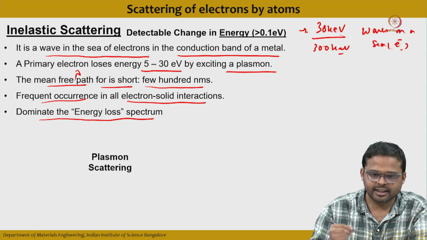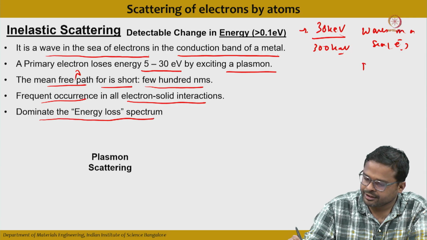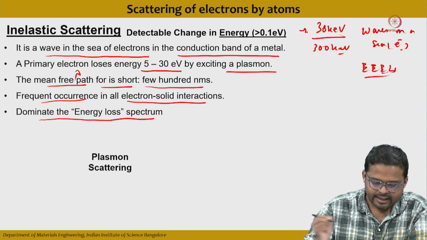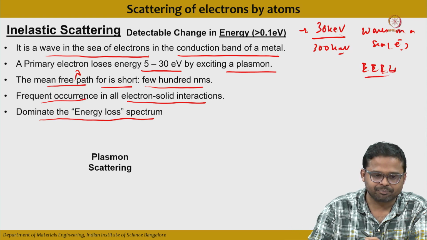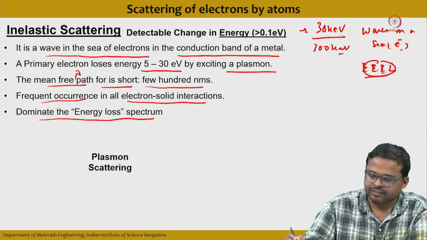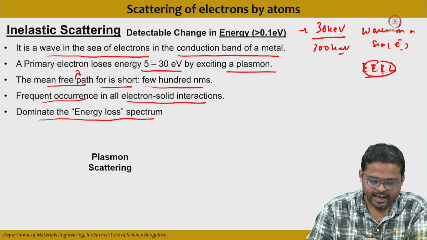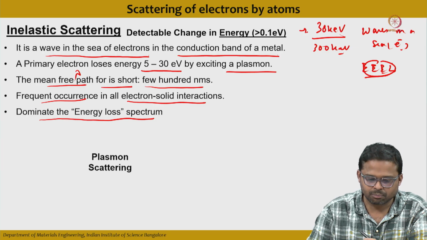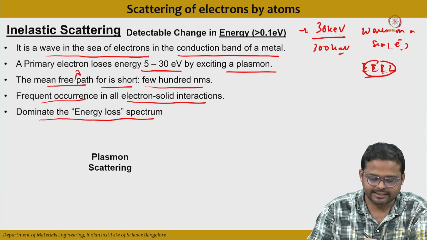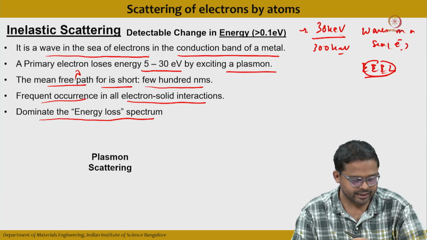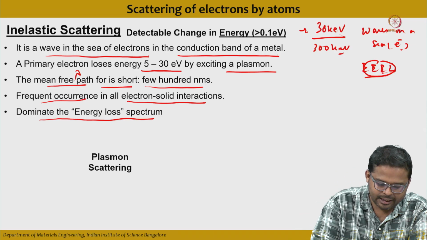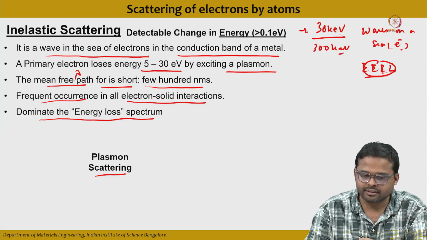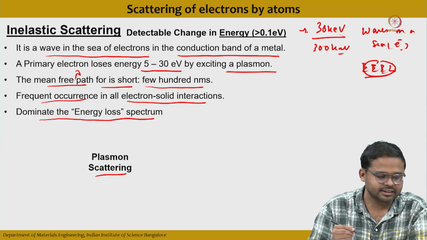Energy loss spectrum, there is another method which in the TEM we use, which yields electron energy loss spectrum. Okay. So, based on the energy loss we can identify the chemical species or the composition of that particular sample, correct. So, this dominates the energy loss spectrum, which is called plasmon scattering, and it is nothing but the waves in the sea of electrons.